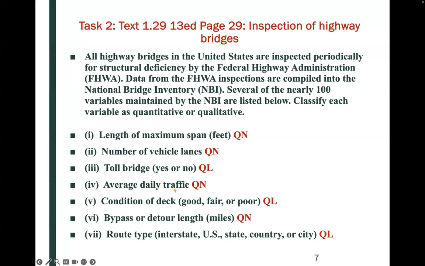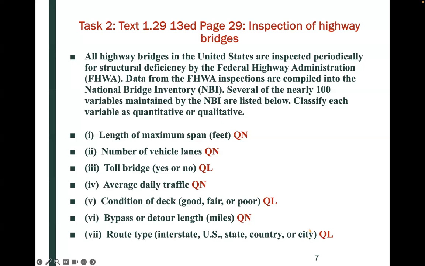Average daily traffic, so that's going to be quantitative because that is numerical. Condition of deck, so we have 3 categories here, whether it's good, fair, or poor, so that's going to be qualitative. Bypass or detour length, so that's going to be in miles, so that's also quantitative. And then route type, so interstate, US, state, county, or city, so here are different categories, so that's going to be qualitative.